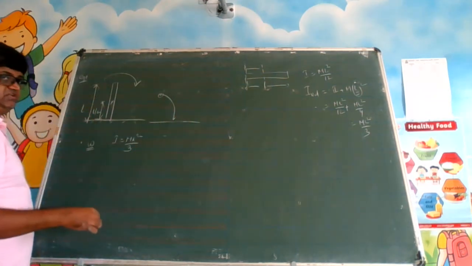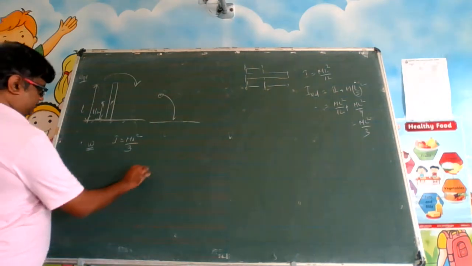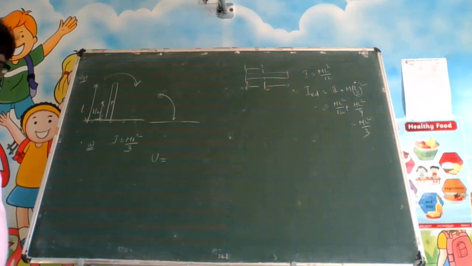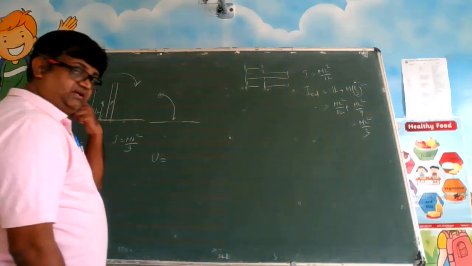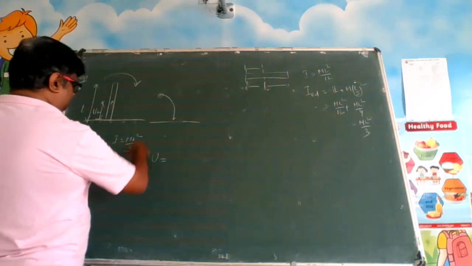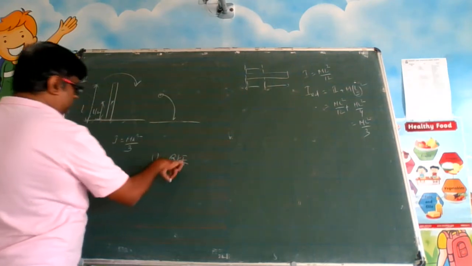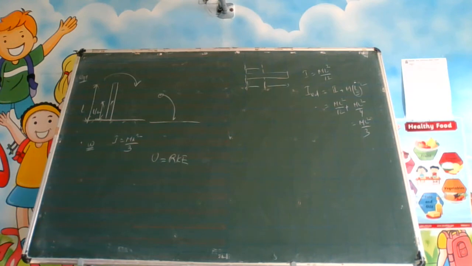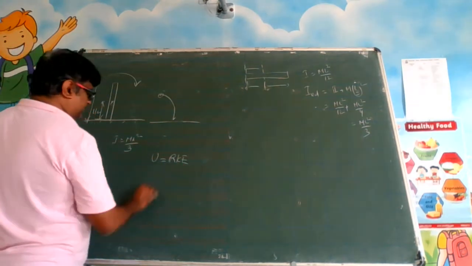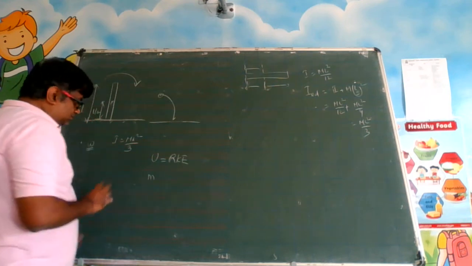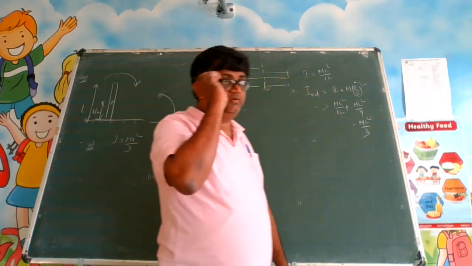The potential energy will be converted into the kinetic energy. The energy of the system will remain conserved. The law of conservation of energy applies. The potential energy will be converted into kinetic energy. Which type of kinetic energy? Rotational kinetic energy. So what is the potential energy here? It is mgh. What is the h value?